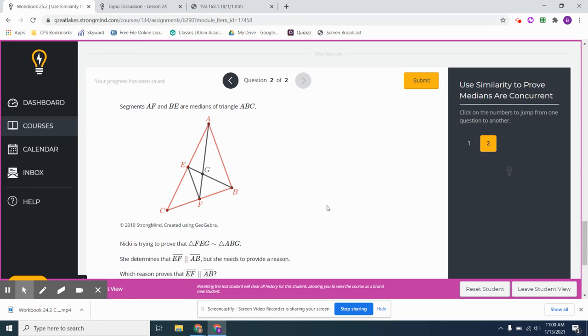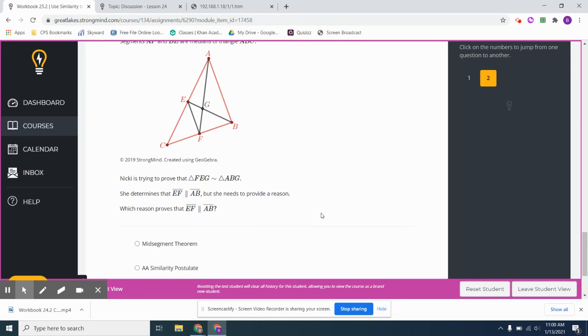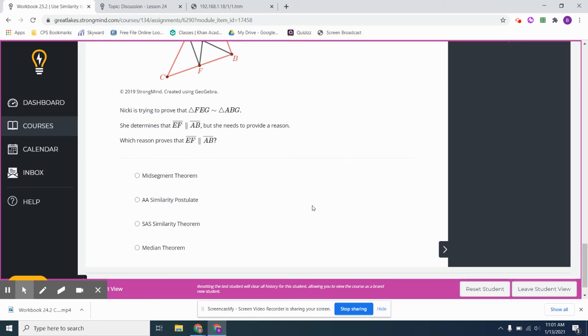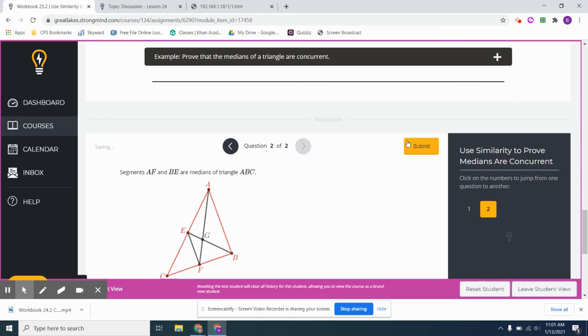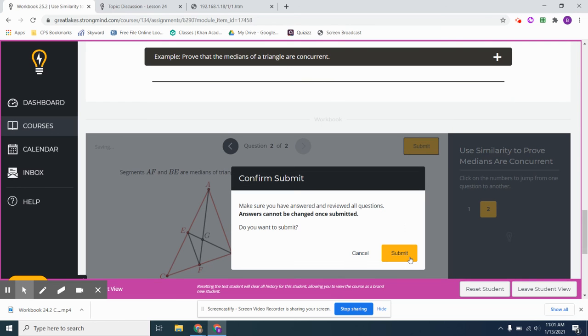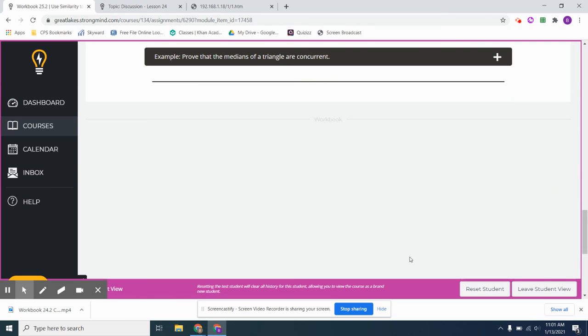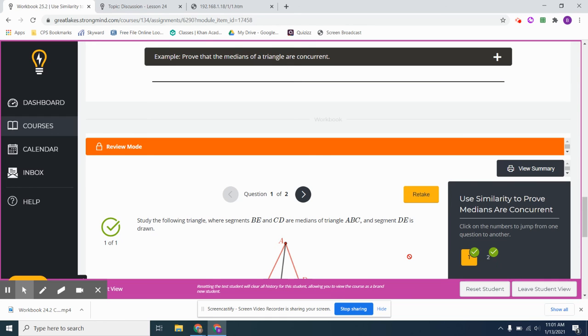Okay, and then the last part here. Nikki is trying to prove that those triangles are similar. She determines that EF is parallel to AB, but she needs to provide a reason. Which reason proves that they're similar? That would be because they're mid-segments. That would be the mid-segment theorem. Okay, that's 25.2. And then just so it's complete, we will do the checkpoint as well.